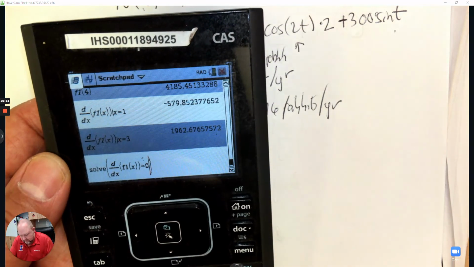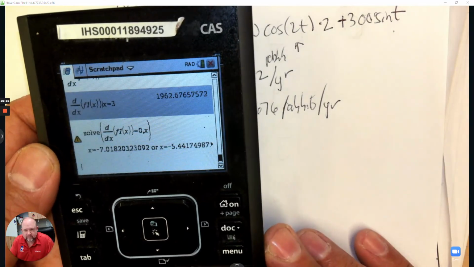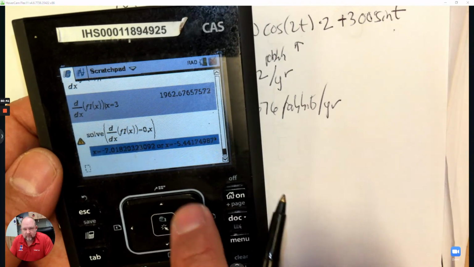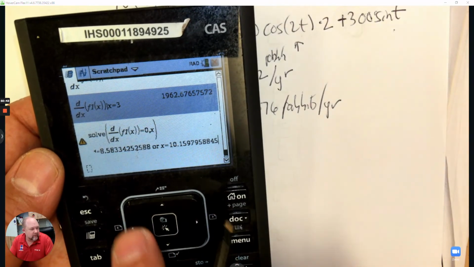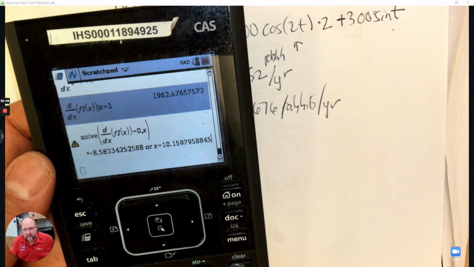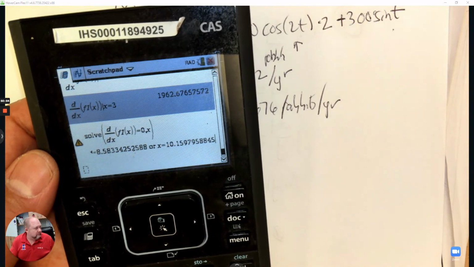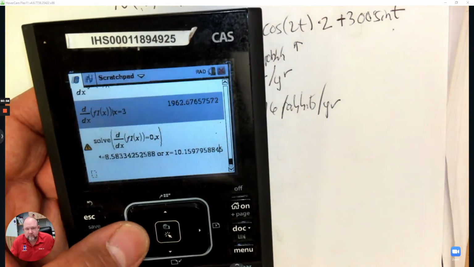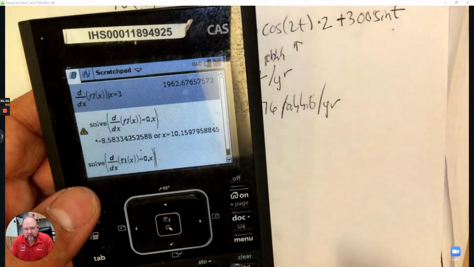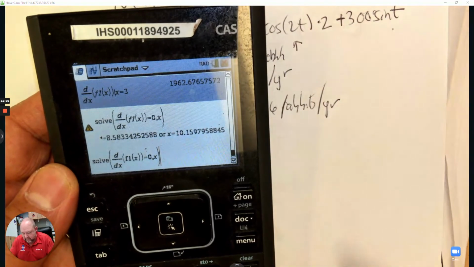Oops, didn't mean that one. Comma x. And then go control enter. And so you see negative, so we're looking for the 1. Did I type something wrong? The derivative equal to 0. Let's put it in between. Let's try this. So I did that. Let's go control enter and then put it in between 0 and 5.